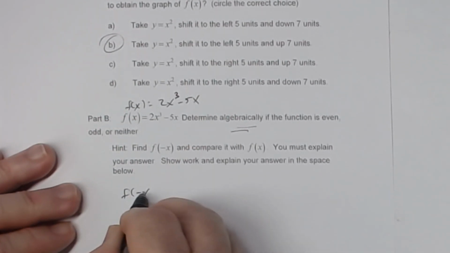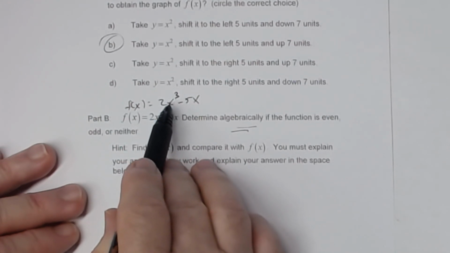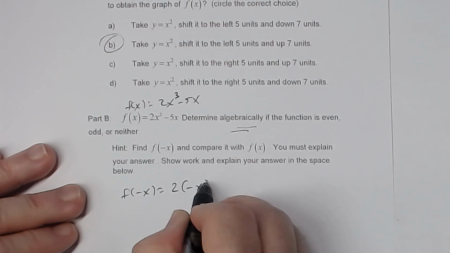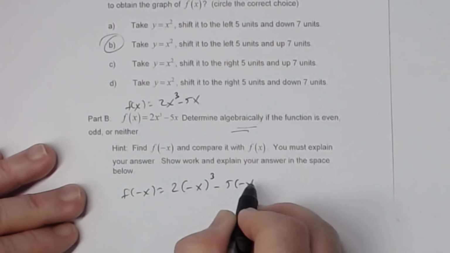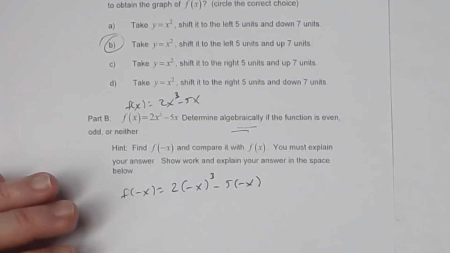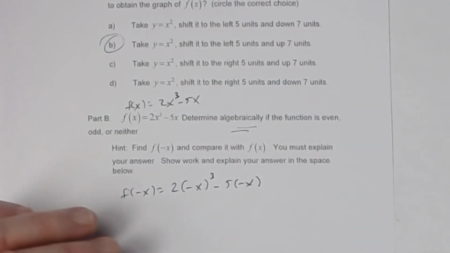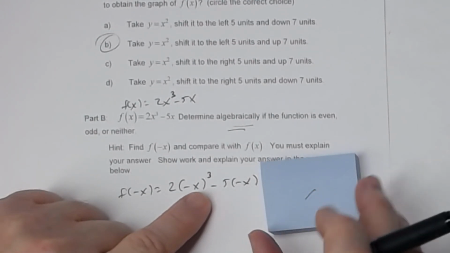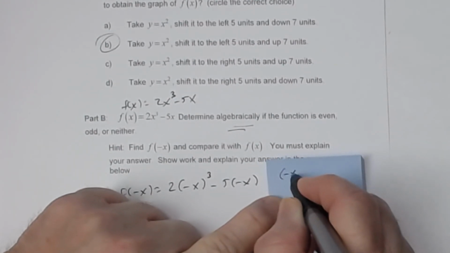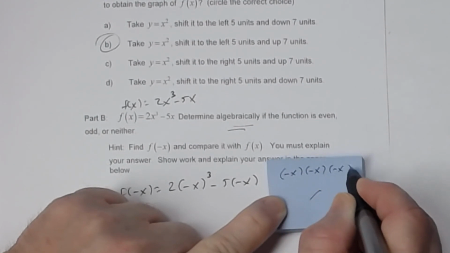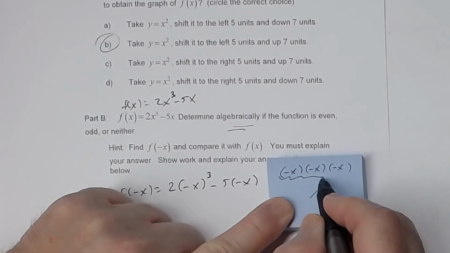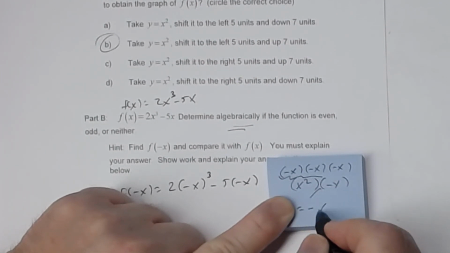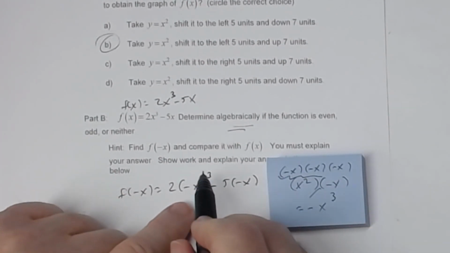So f of negative x means I go to my function f, and wherever I see the variable x, I substitute negative x. So that becomes 2 times negative x cubed minus 5 times negative x. Now remember, you've got to simplify all this. So remember, negative x cubed means negative x times negative x times negative x. So negative x times negative x is a positive x squared, and then x squared times a negative x is a negative x cubed. All right, so that's what this is.